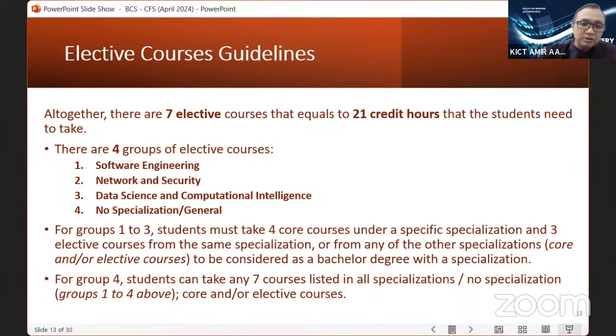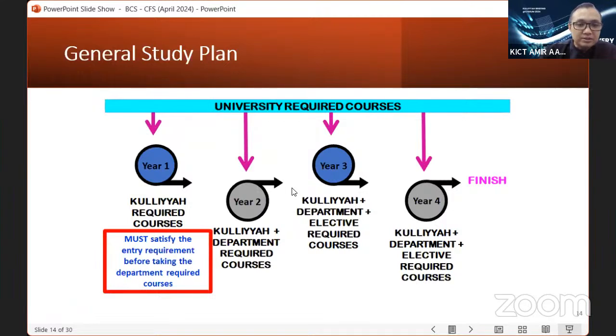But again, if you want to learn outside of the box, you want to mix and match your own elective courses, that's fine. You'll just go into bachelor in computer science without any specialization. It doesn't really affect your chances of getting a job, because sometimes it depends on what is required in your career path later on. Okay, so the general study plan is the same.